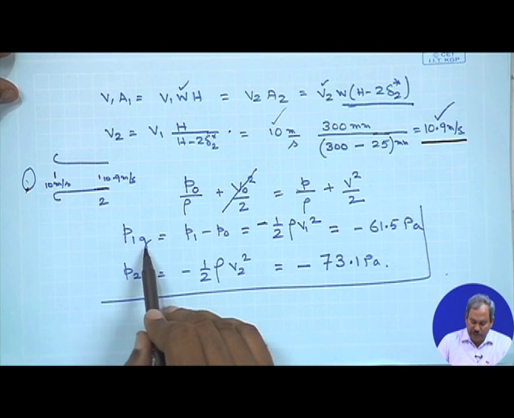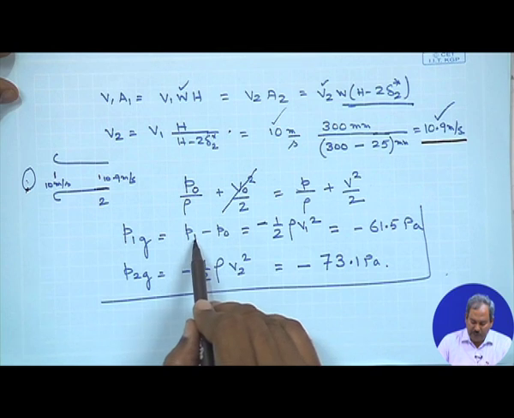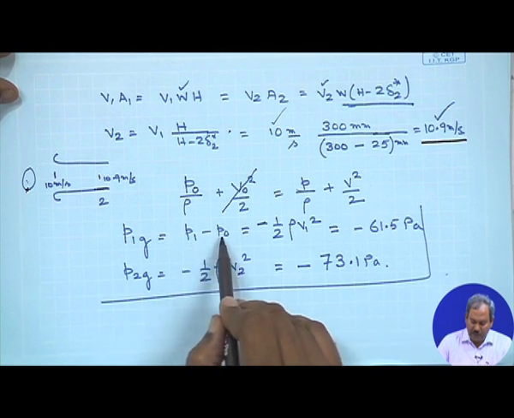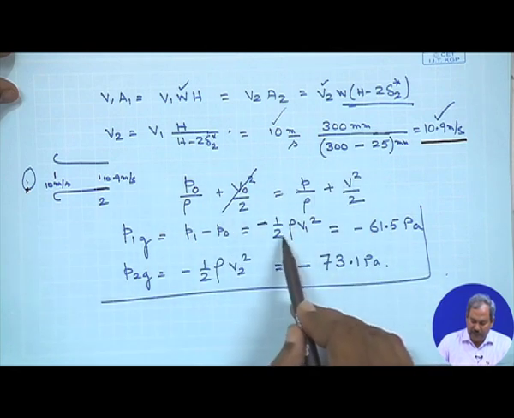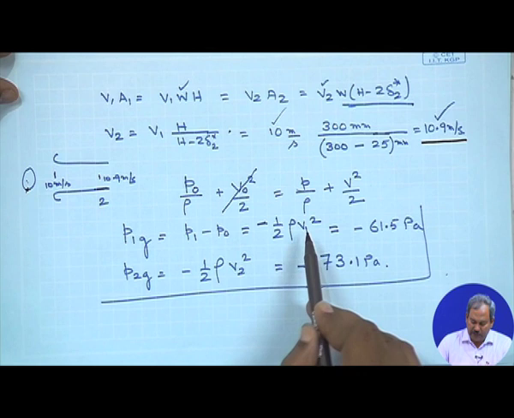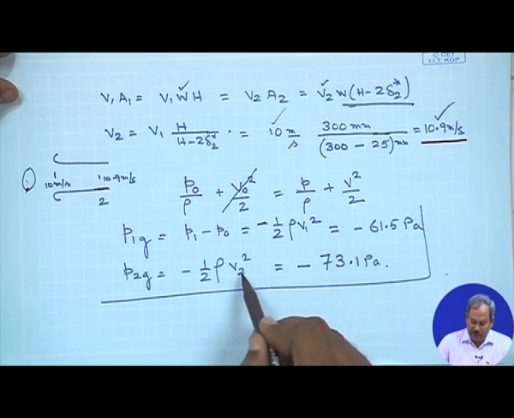So, P1G, the gauge pressure at 1, would simply be the absolute pressure at 1 minus the atmospheric pressure, and from this relation you can clearly see this is going to be minus half rho V1 squared. And when you intend to calculate the gauge pressure at 2, simply V1 is to be substituted by V2 in an inviscid flow case.